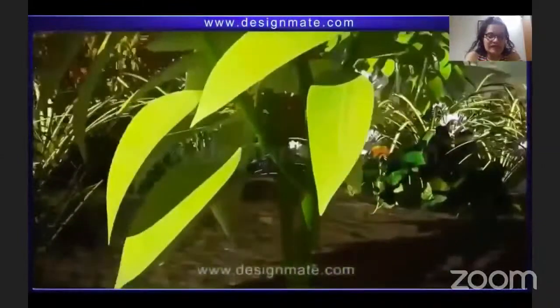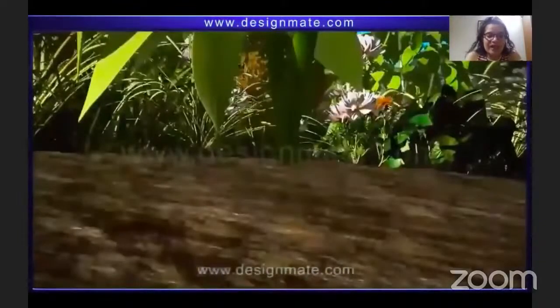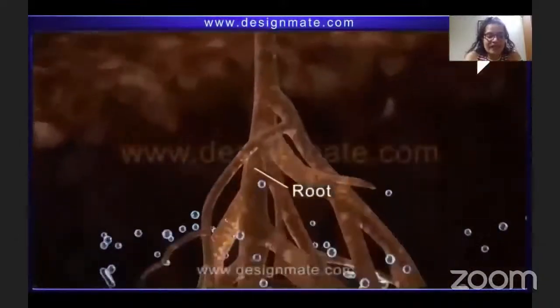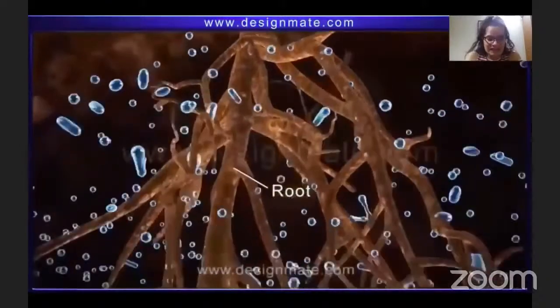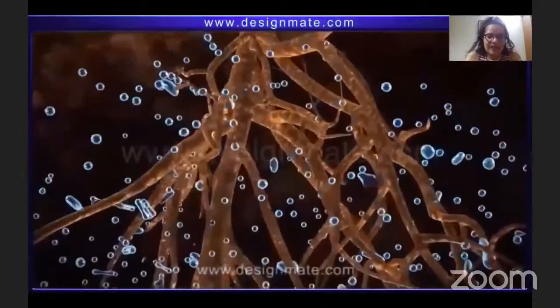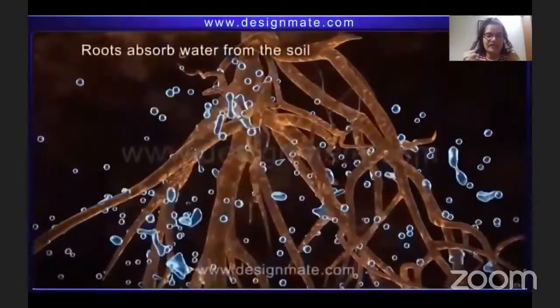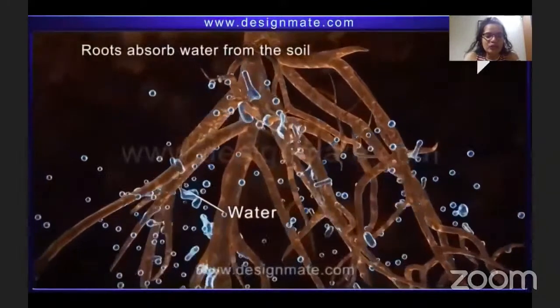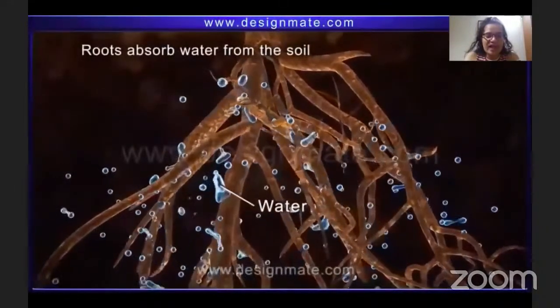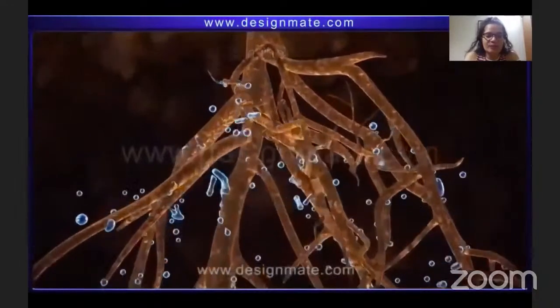Okay, so now let's take a closer look at a plant. Now that shows it is firmly held in the soil with the help of roots. Can you see? A plant is firmly held in the soil with the help of roots. These roots absorb water from the soil. Okay, now plants need water for making their food. So these roots absorb water from the soil and through the tiny tubes, can you see the tiny tubes? They transport it to the stem and then to the leaves.